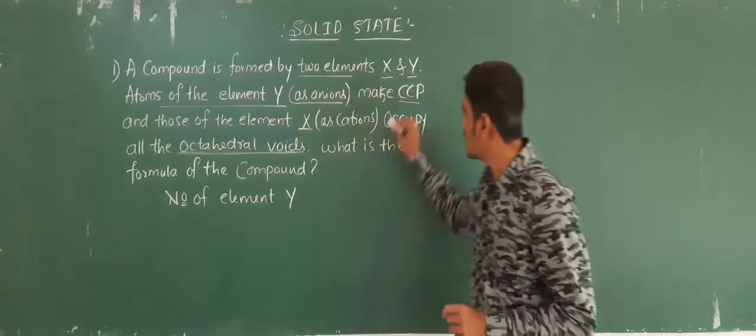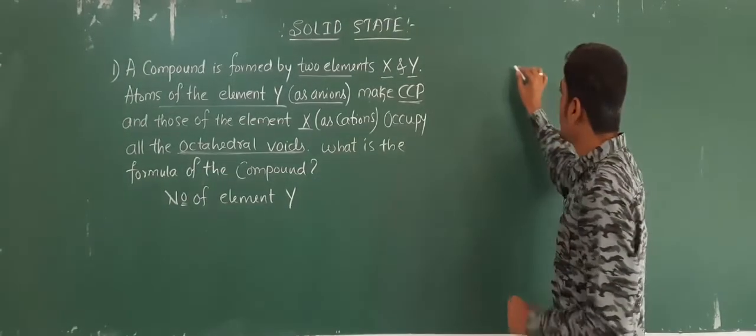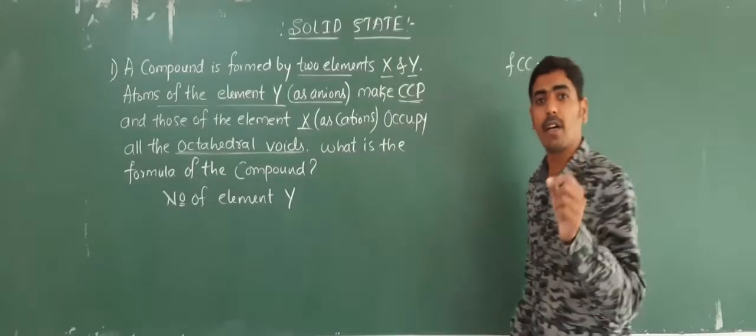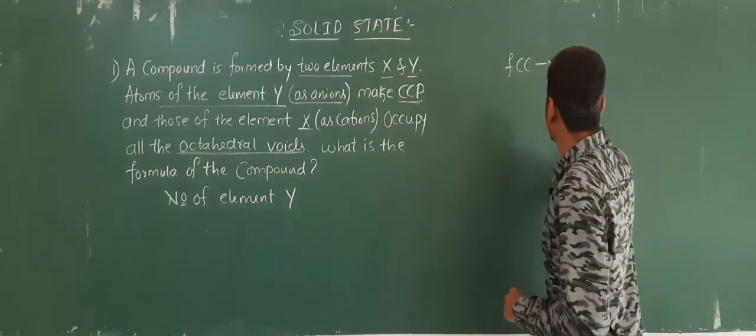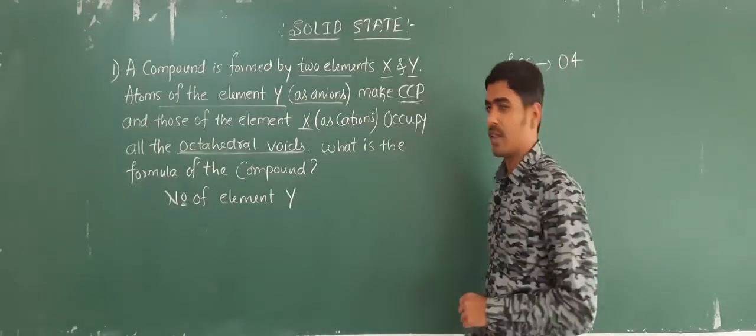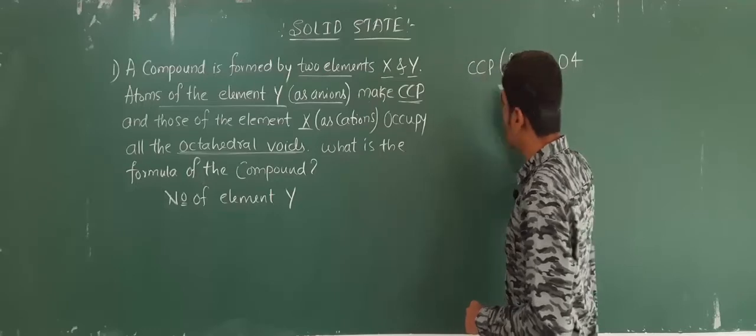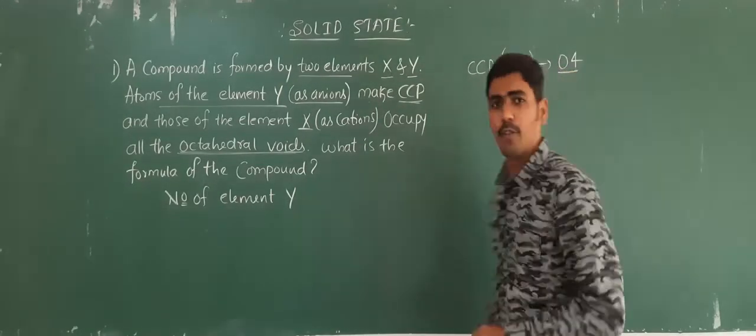Since they have given it forms CCP structure, CCP is also known as FCC. So the number of atoms in FCC is how much? It is equal to 4. That means if it forms CCP structure, then the number of particles would be 4.